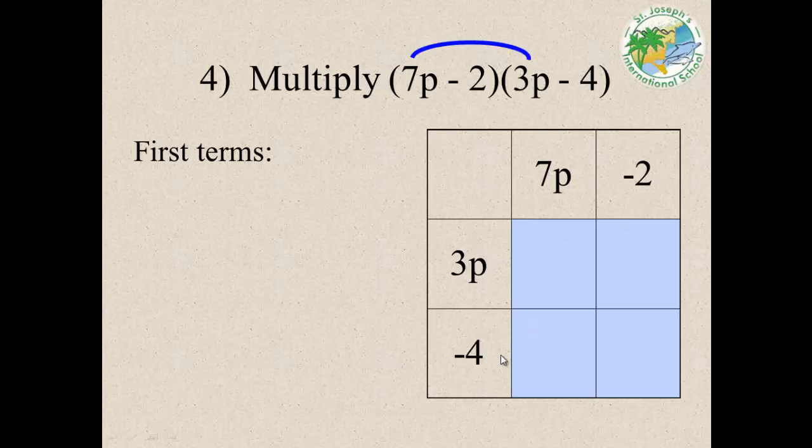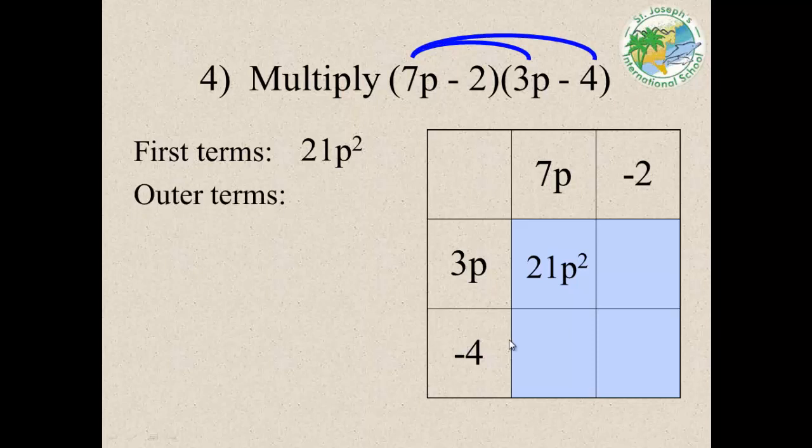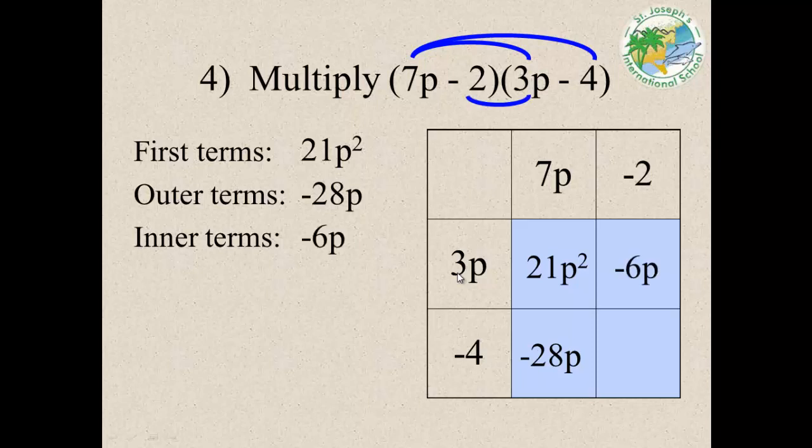First times first: 7 times 3 equals 21b power 2. 7 times negative 4b equals negative 28b. Negative 2 times 3b equals negative 6b. Negative 2 times negative 4 equals 8, which is the last term, positive 8. Fine.